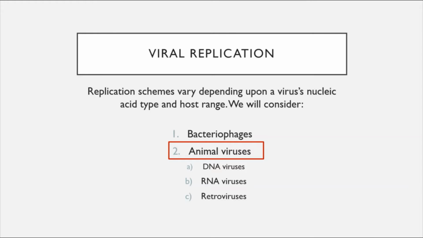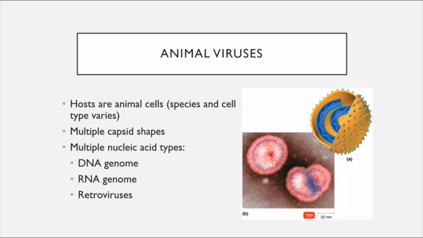So now we're going to move on to discussing animal viruses. The hosts of animal viruses are animals, which includes ourselves. Although the species and cell type varies, the host range is different for each animal virus. They exhibit a wide variety of capsid shapes. They can be polyhedral, helical, or complex. And they exhibit multiple nucleic acid types. So we're going to talk about RNA viruses, DNA viruses, and retroviruses individually as we talk about animal viruses at large.